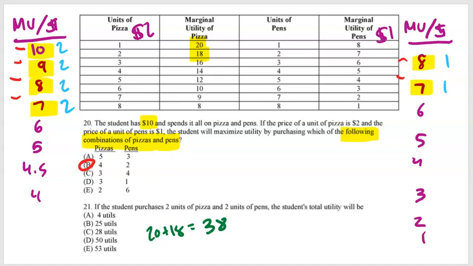So now we have to figure out the total utility for 2 units of pen. So we're just going to do this same thing. We're gaining an additional 8 units from consuming that first unit of pen, and then we're going to consume an additional 7 for that second unit. So now, right, we're adding 8 plus 7, which gets us to 15. And so now we just have to add 38 and 15 together, which gets us to 53. So the correct answer here should be E, 53 utils, or 53 units of satisfaction.